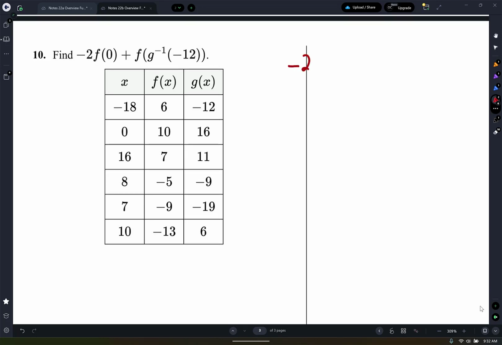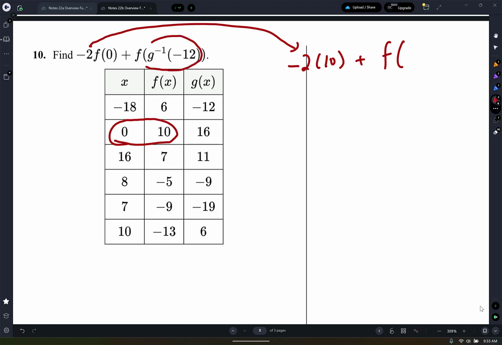Negative 2, that's just this one. Nothing crazy. F of 0. When x is 0, the output for f is 10. So far, so good. Plus f. And notice that it says g inverse of 12. This was a y value on g. On g of x. So I look, and there it is. Here's my y value. So the output that I'm going to get on the inside is what number?